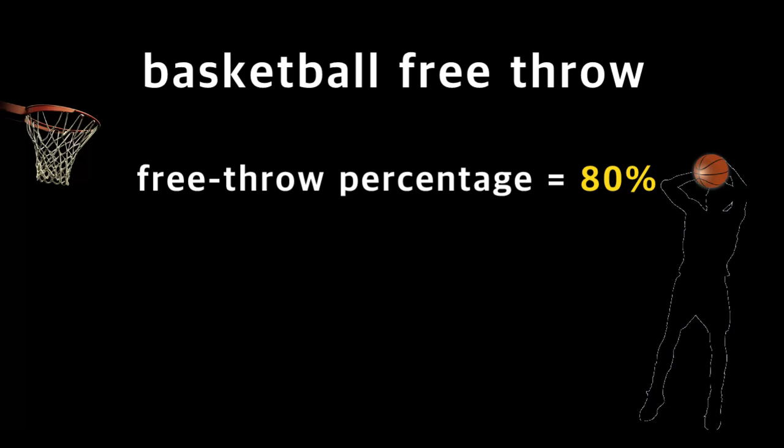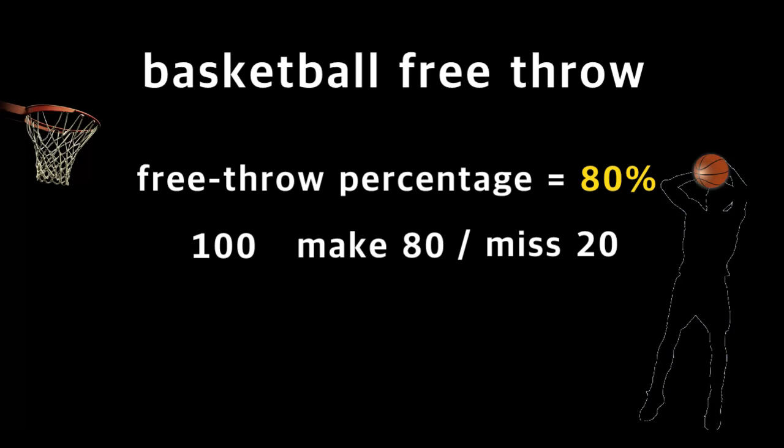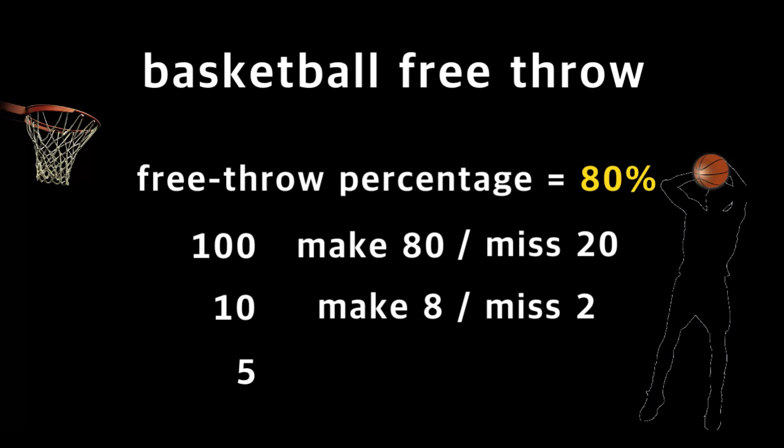But let's suppose my free throw percentage is 80%, which means if I do 100 free throws, I would make 80 of the shots and miss the other 20 shots. If I do 10, I would make 8. And if I do 5, I'd make 4 shots, which would be pretty good for a non-professional player.